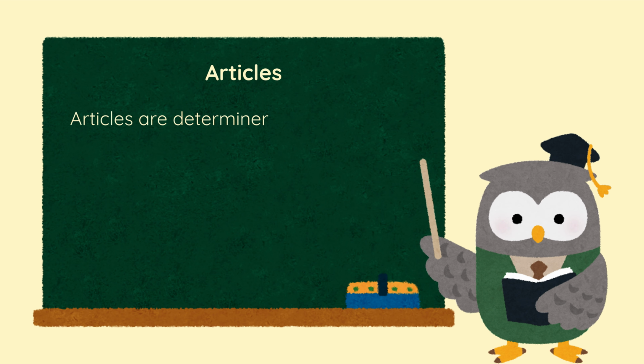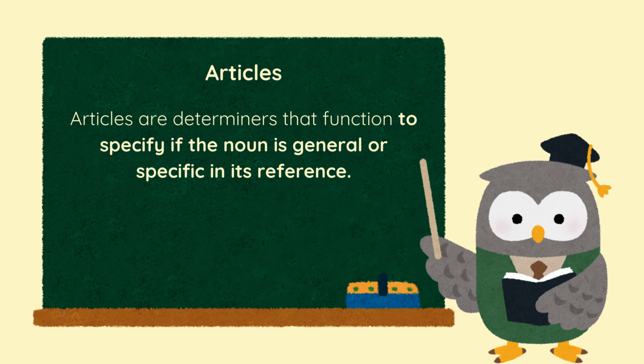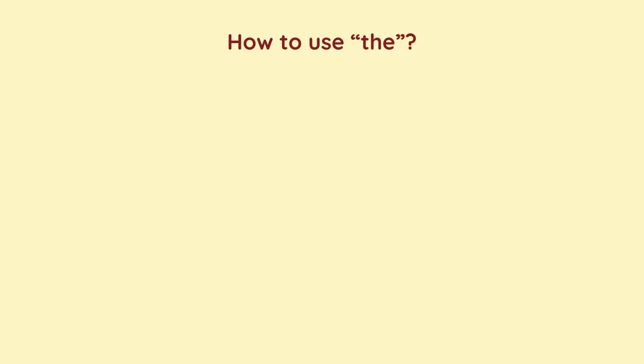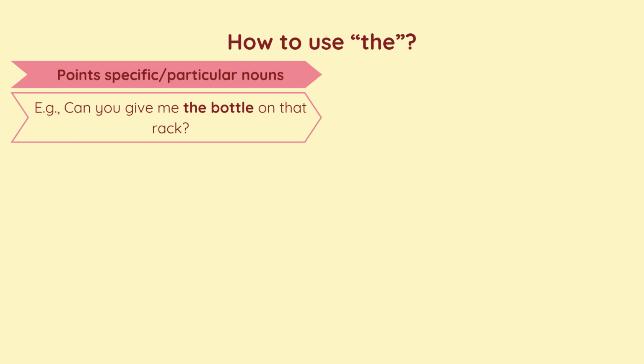Articles are determiners that function to specify if the noun is general or specific in its reference. The articles a and an are indefinite articles. The article the is a definite article. Now let's learn how to use the article the. First, when you want to point to specific or particular nouns. For example, can you give me the bottle on that rack?